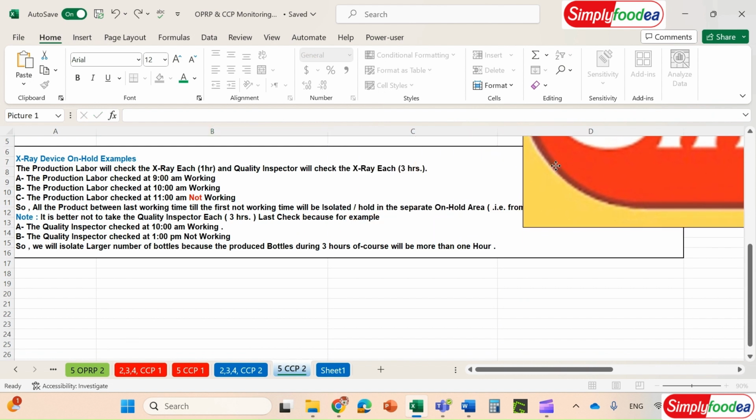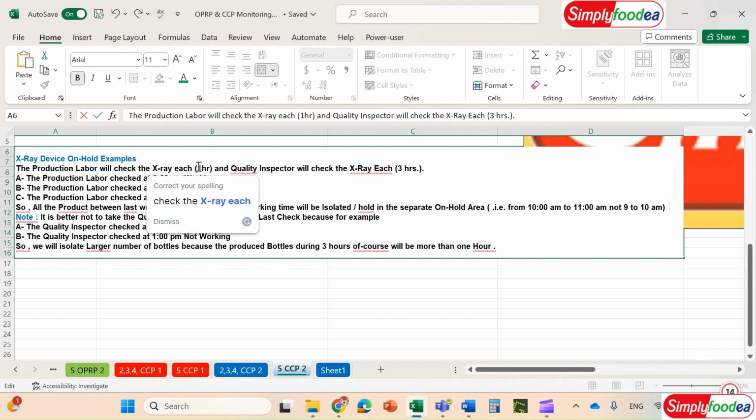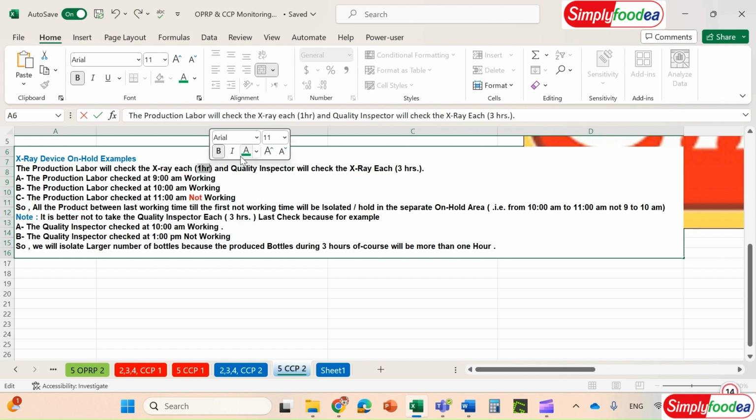For example, we are having the X-ray device. We mentioned before the production labor and the quality inspector. The production labor checks the device each 1 hour, okay, and the quality inspector checks the X-ray each 3 hours. So let's make these scenarios. While the production labor checked at 9 a.m., the X-ray device was working, so we'll mark it with green.